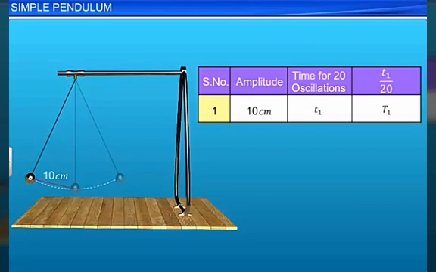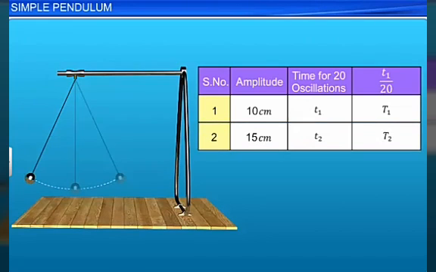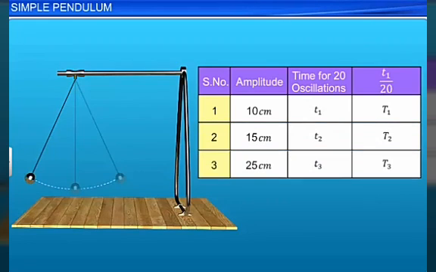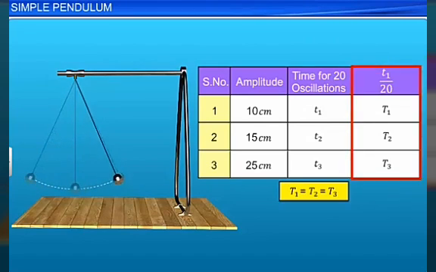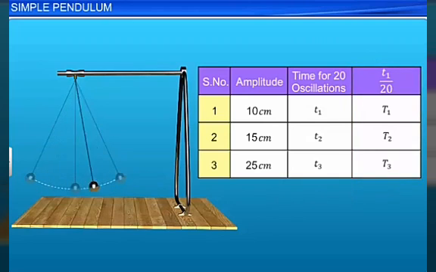Now repeat the procedure with amplitudes of 15 cm and 25 cm. Don't change the length of the pendulum. Tabulate the readings again. You will observe that the time period of oscillation remains the same for different amplitudes. Thus, the period of oscillation is independent of amplitude, provided the amplitudes are small. This verifies the first law.